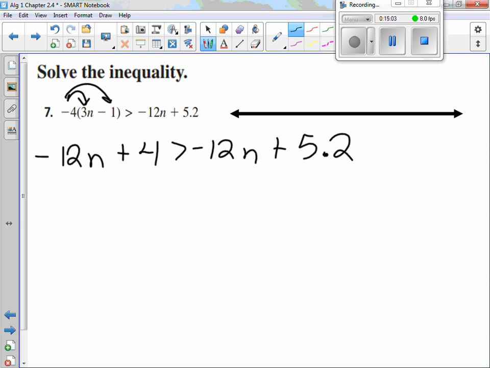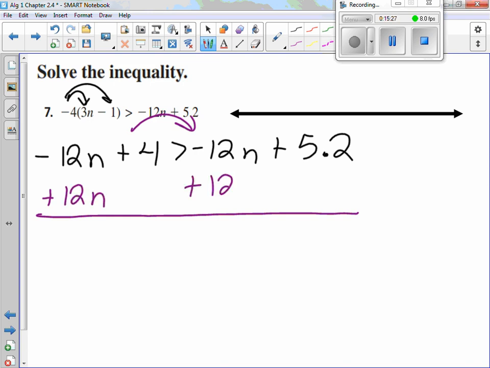So do we want to move everything to the left side or everything to the right side? Well, the variables are the same, aren't they? So I'm just going to move them this direction. So since it's negative, it means we would add, yes? Add what to both sides? We would add 12n to both sides because 12n and 12n would, well, here they would cancel out, yes? So 4 is greater than 5.2.